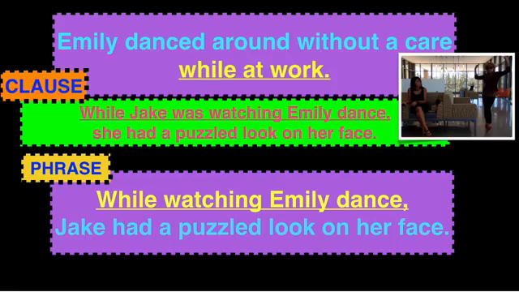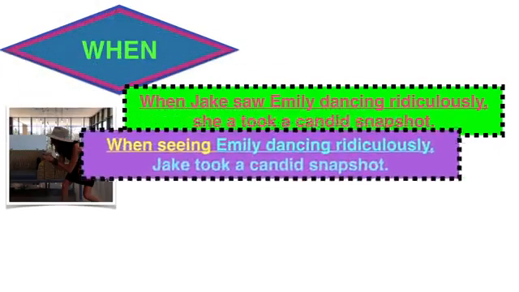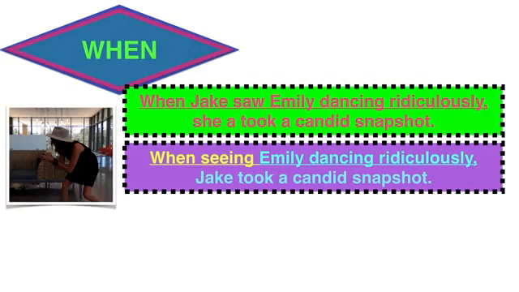Okay, let's look at one more important rule regarding reducing time clauses. We can use when in the same way that I just showed you how to use the other subordinators of time. For example, when Jake saw Emily dancing ridiculously, she took a candid snapshot. You know we can reduce that to, when seeing Emily dancing ridiculously, Jake took a candid snapshot.